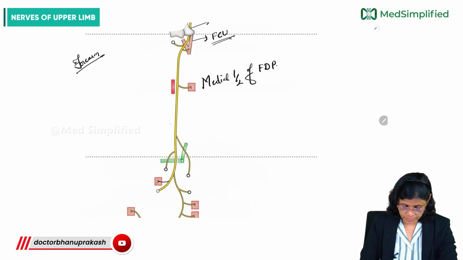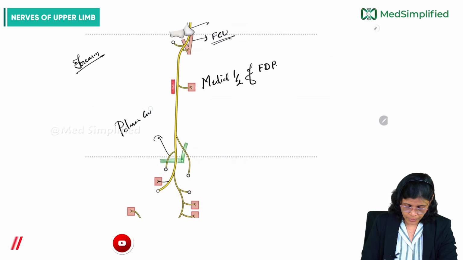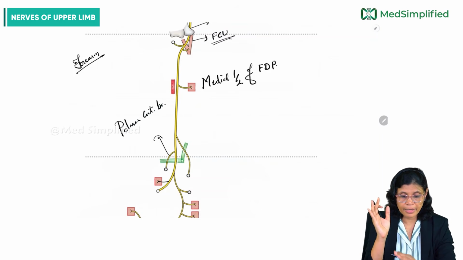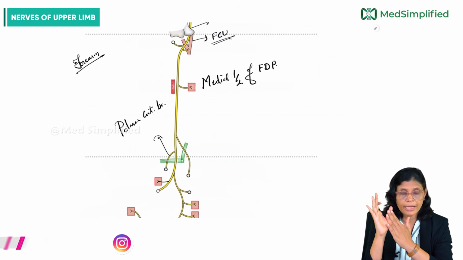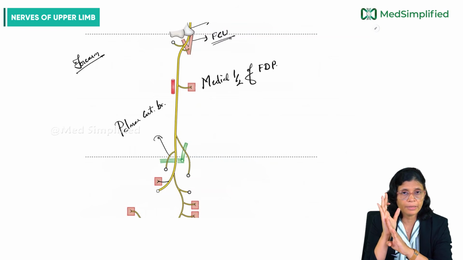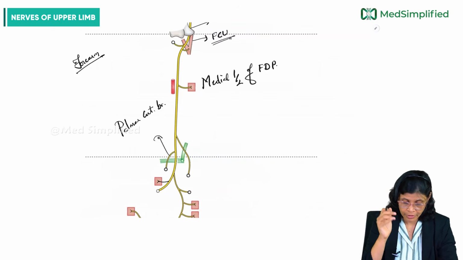In the lower part of the forearm, it will give the palmar cutaneous branch. This cutaneous branch will be supplying the skin over the palm, that is the medial aspect, over the hypothenar eminence and the medial part of the palm. The lateral part we saw was supplied by the median nerve, so the medial part is mainly by the ulnar nerve.